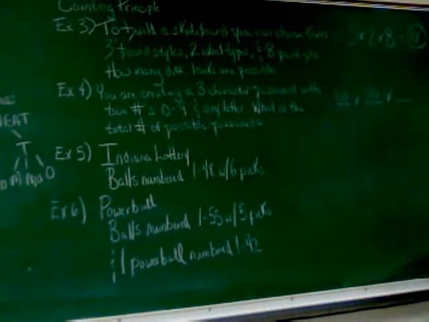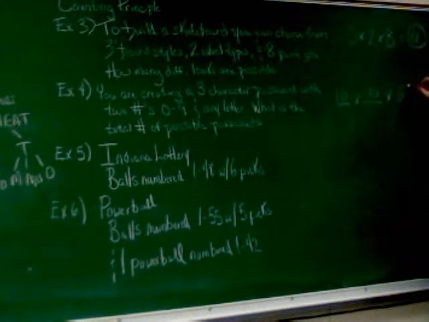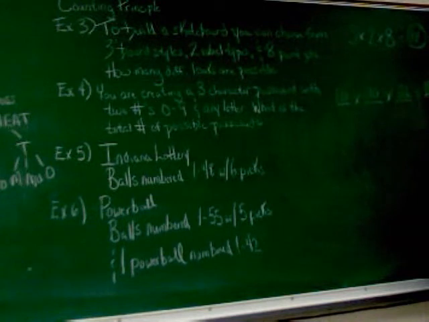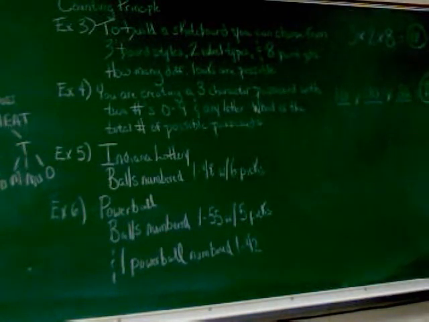In the last spot goes a letter. And how many different letters do we have? 26. So we're doing 10 times 10 times 26, and that means there are 2,600 different passwords I can come up with from just 3 characters.